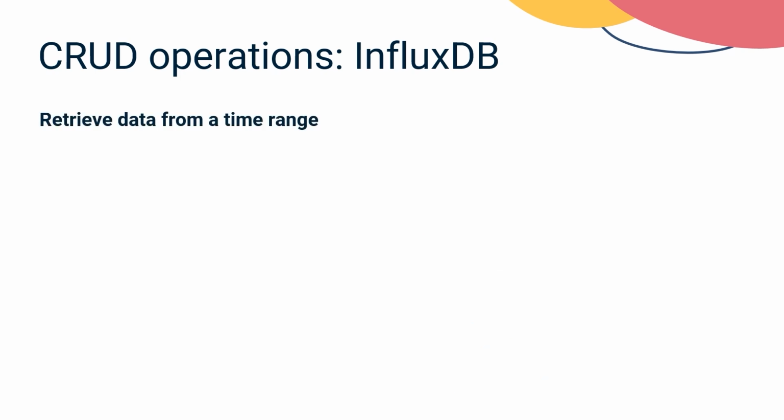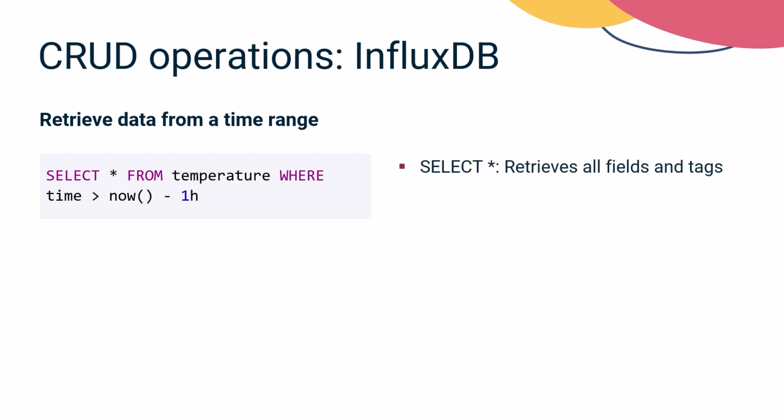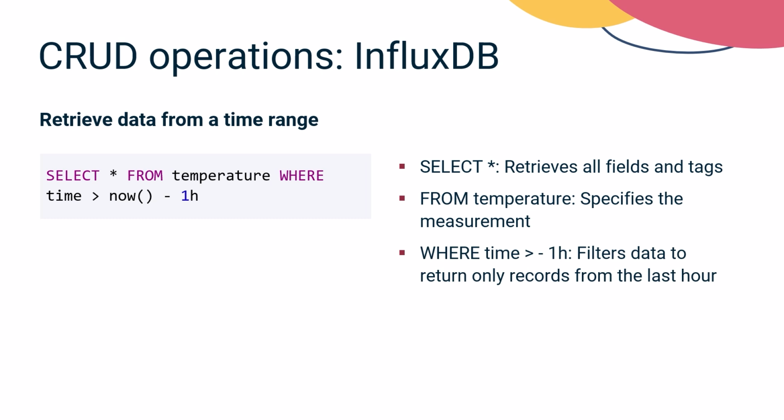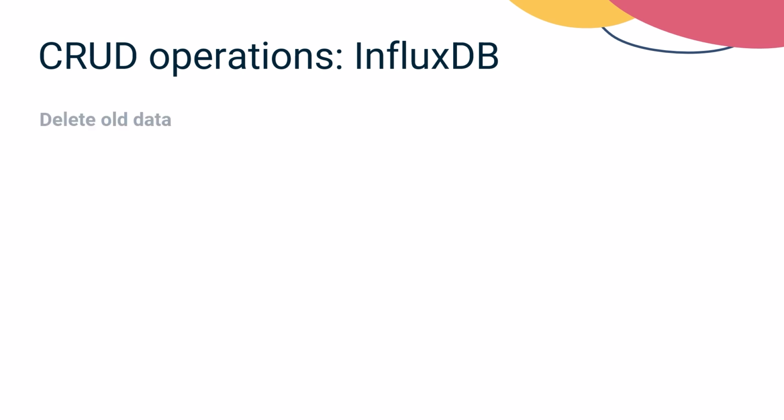Next, let's see how InfluxDB retrieves data from a time range. This query retrieves all temperature readings from the past hour. Select with the asterisk retrieves all fields and tags from the temperature measurement. From temperature specifies the measurement, similar to a table in relational databases. The where time greater than 1H condition filters data to return only records from the last hour, and now represents the current timestamp. Next, let's see how to delete old data.